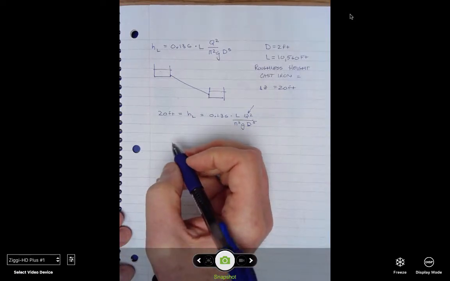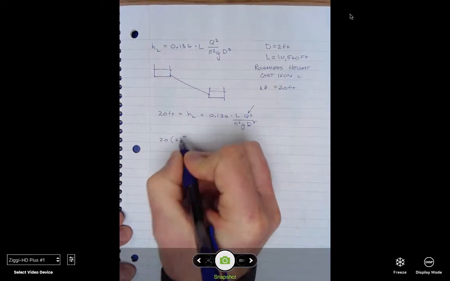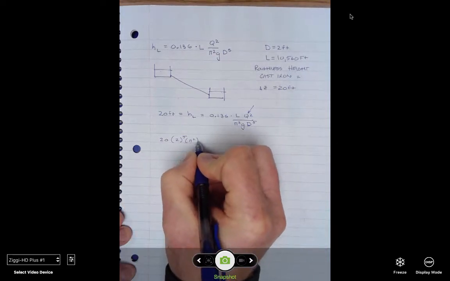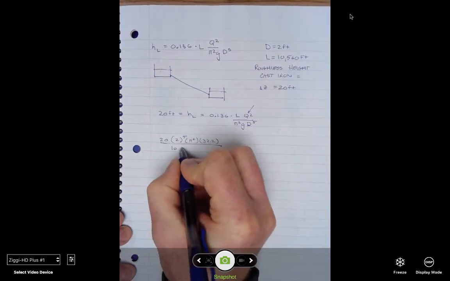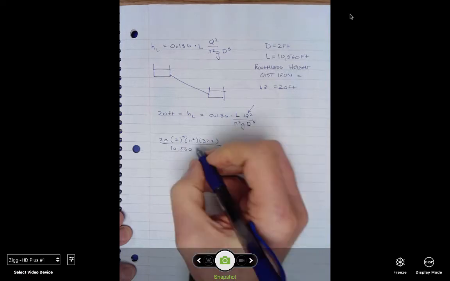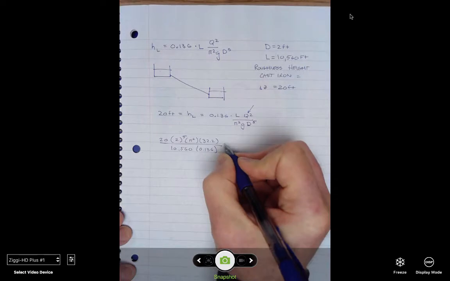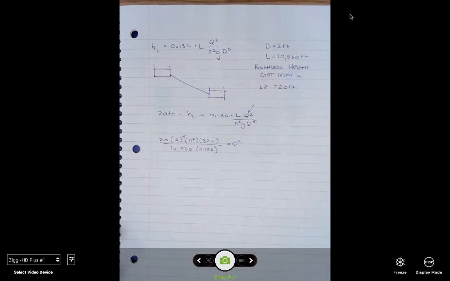And doing that, we would have 20 feet times 2 to the 5th power times pi squared times g, which will be 32.2, divide by the length 10,560, divide by 0.136, equals Q squared. And so now we would simply do the arithmetic. Can't do this unless I can find my calculator. There's my calculator. See, it calculates.